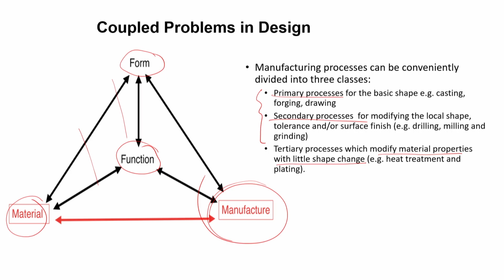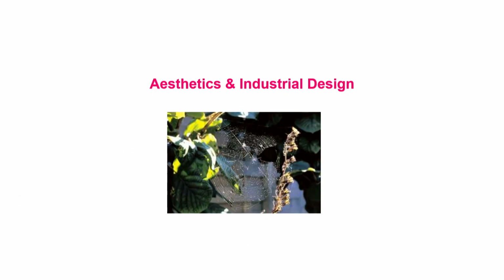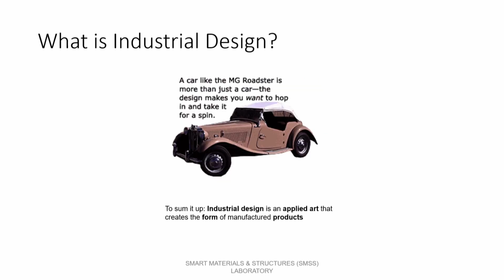Now, I will come to the last point of the form design, without which the discussion will not be complete. What is this last point? That is the aesthetics and industrial design. Okay. So, what is industrial design? Now, consider this is a car, an antique car which is known as MG Roadster. You all know of the MG cars. This is one of the earliest versions of MG cars. Now, the design of the car is such that it actually invites you to hop in and take it.